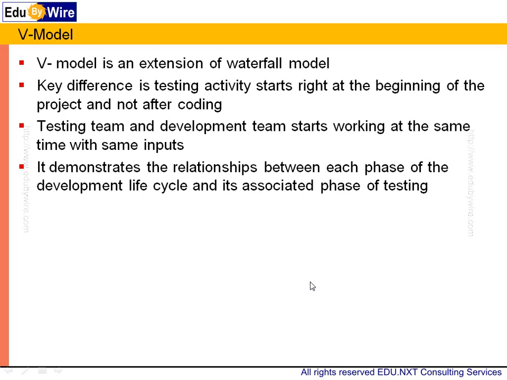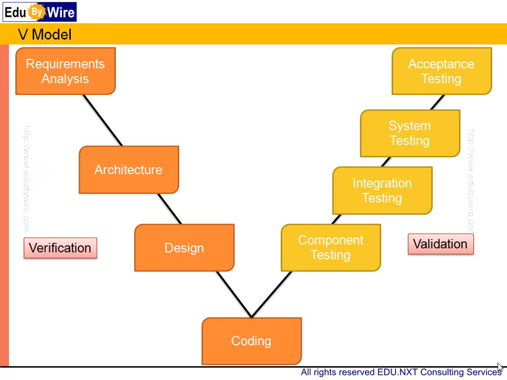So testing team is in place right at the time of beginning of the project, or whenever analysis stage starts. At that time itself testing team is also ready and they get the same inputs and they start working on various testing related activities. When we look at the V model, it demonstrates the relationships between each phase of the development life cycle and its associated phase of testing.